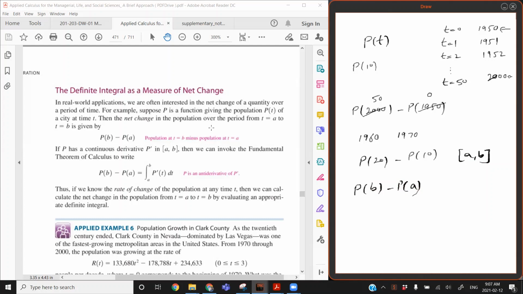But looking at the fundamental theorem, we know that this is the integral from A to B of P prime of x dx. That is, if rather than having the total population, I have the rate of change of the population, the derivative of P, then I can use it in order to get the net change in the population using the fundamental theorem. Make sense?